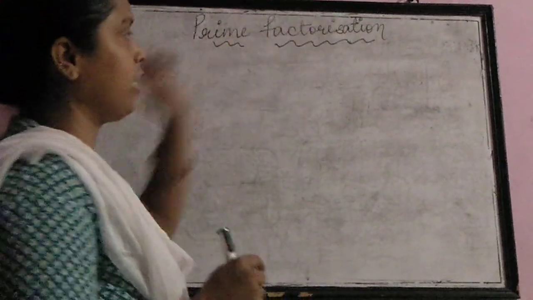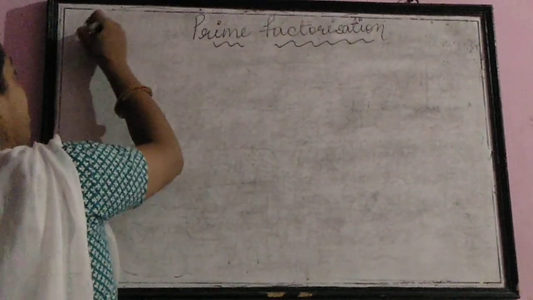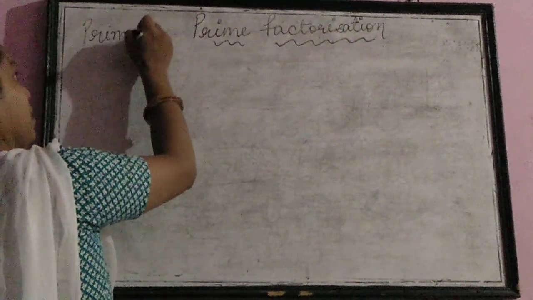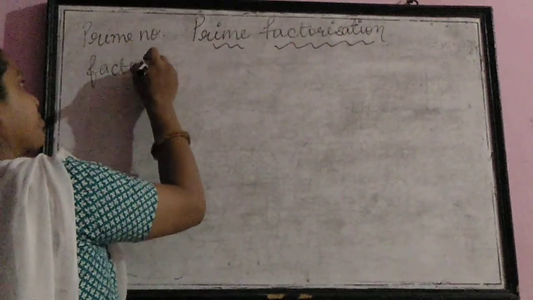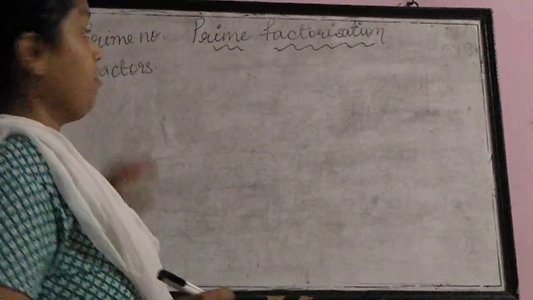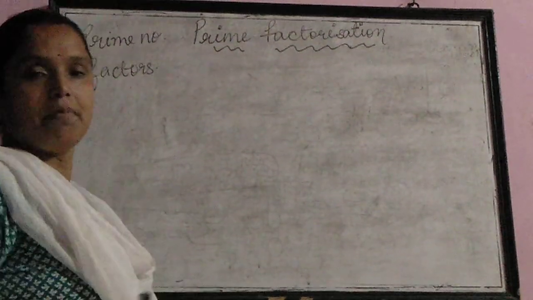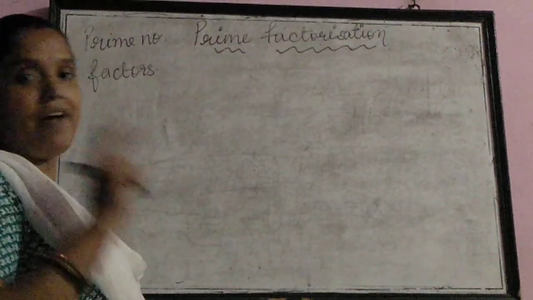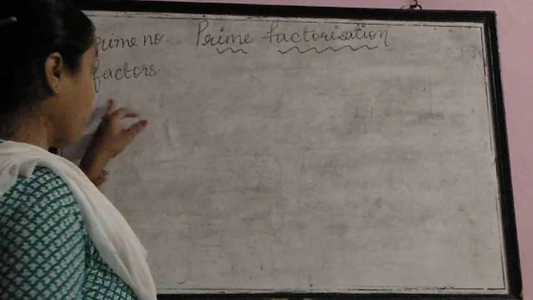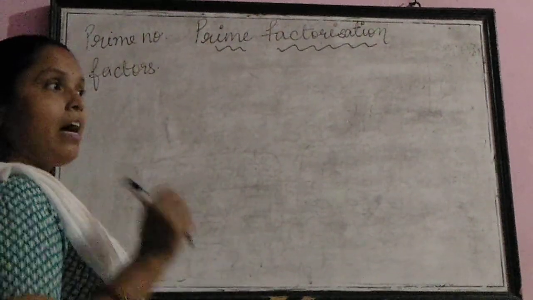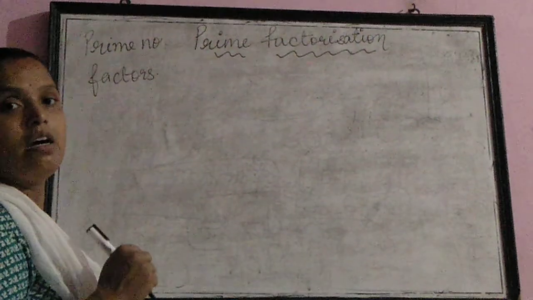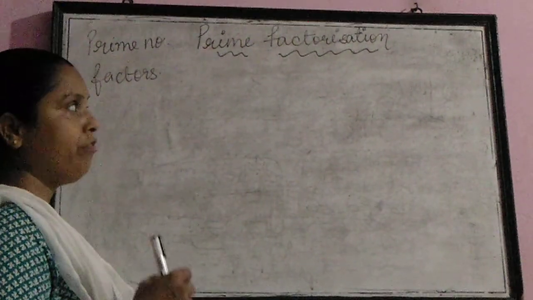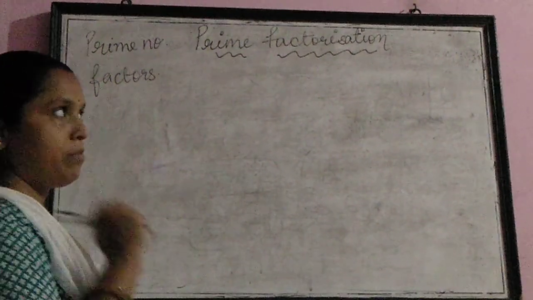For explaining this, first revise what is a prime number and what are factors. Prime numbers are the numbers which have only two factors. And what are factors? Factors are the numbers which are multiplied to get the product of those numbers.